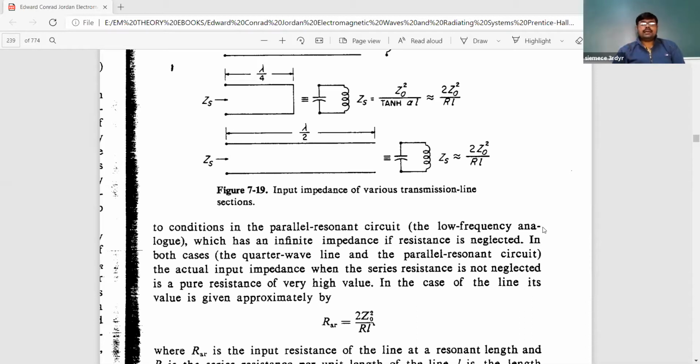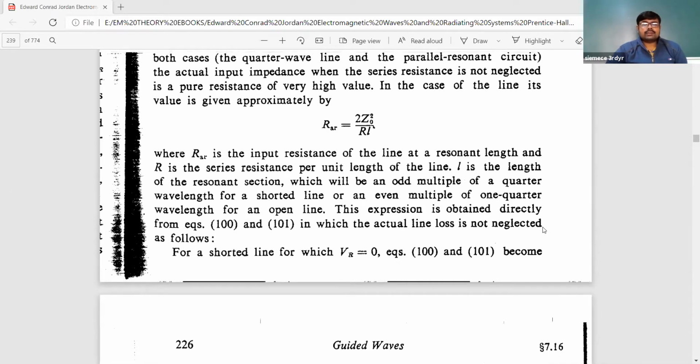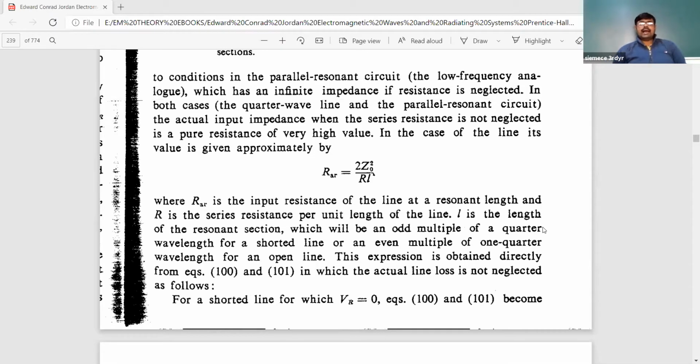In the case of the line, its value is given approximately by R_AR equals 2Z0 squared divided by RL. R_AR is called the input resistance of the line at a resonant length, and R is the series resistance per unit length of the line. L is the length of the resonance section, which will be an odd multiple of a quarter wavelength for a shorted line, or an even multiple of a quarter wavelength for an open line. So those are the two different conditions we are identifying.